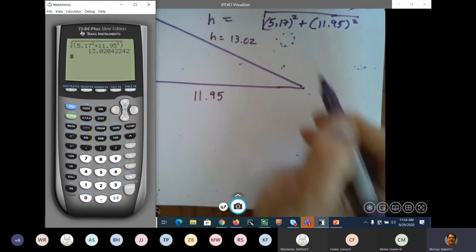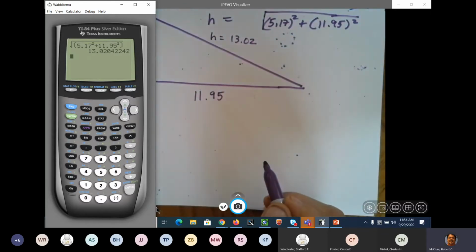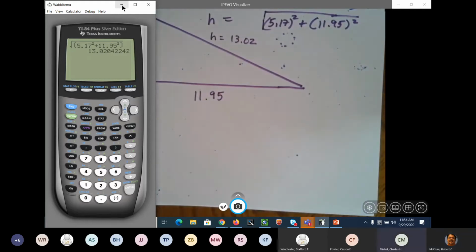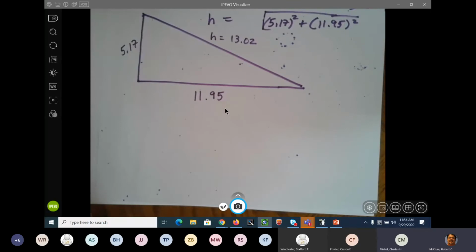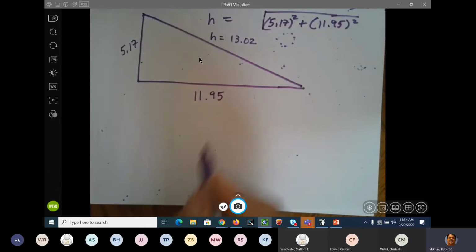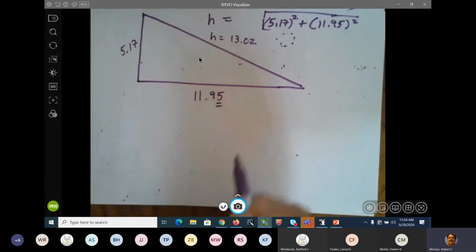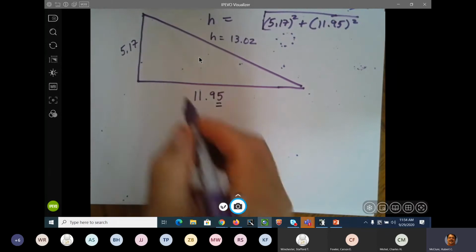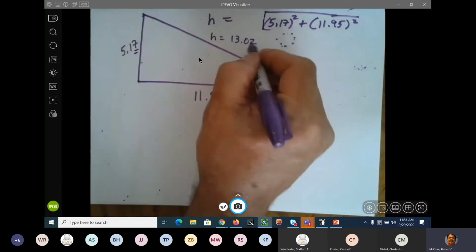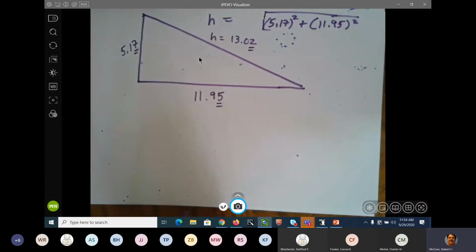Now, why did I go to 0.02 and not write it as 13? Somebody tell me that. Because the other two have 2 decimal places. Exactly. And that's basic science and math. If you start with the 10th, you end with the 10th. If you start with the 100th, you end with the 100th. If there's no directions to tell you that, that's a general rule.